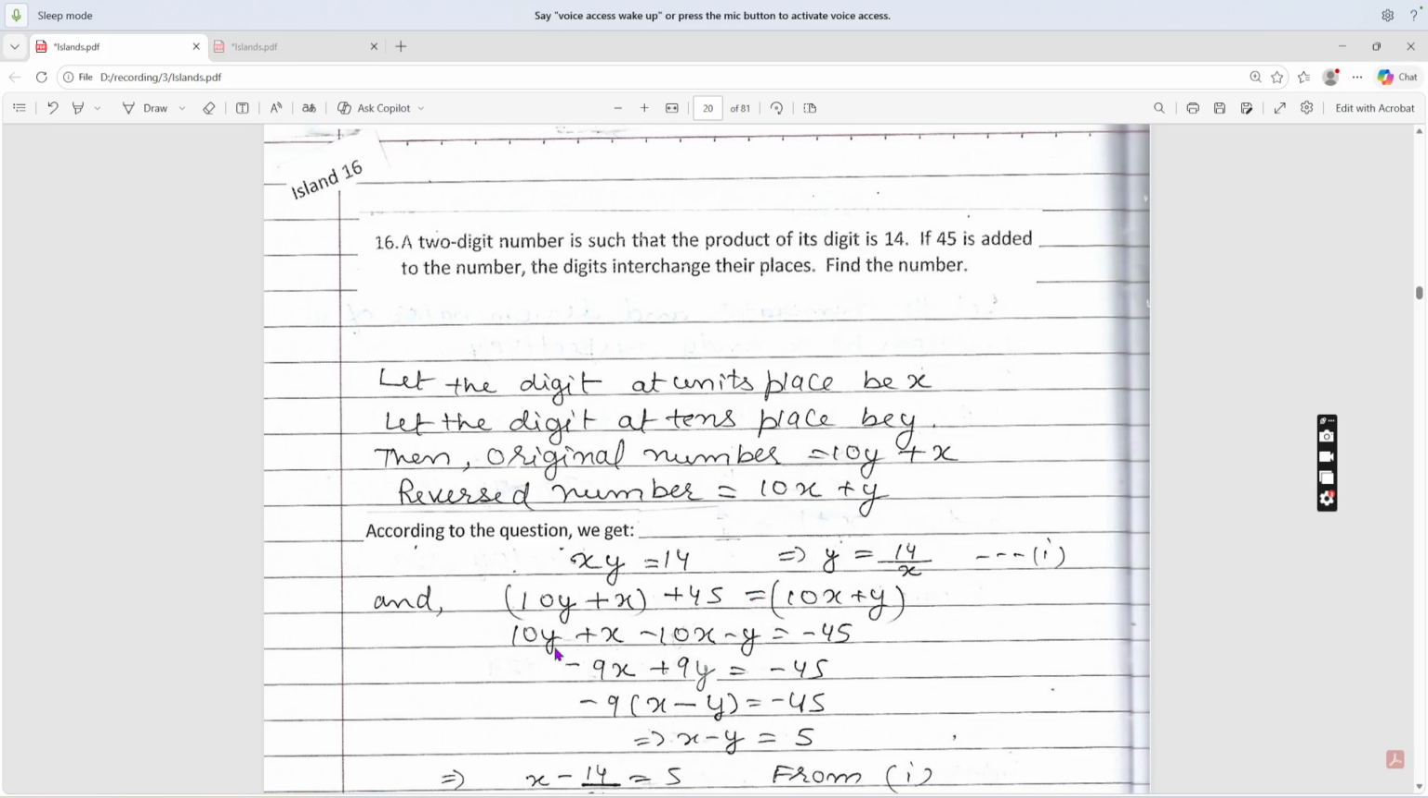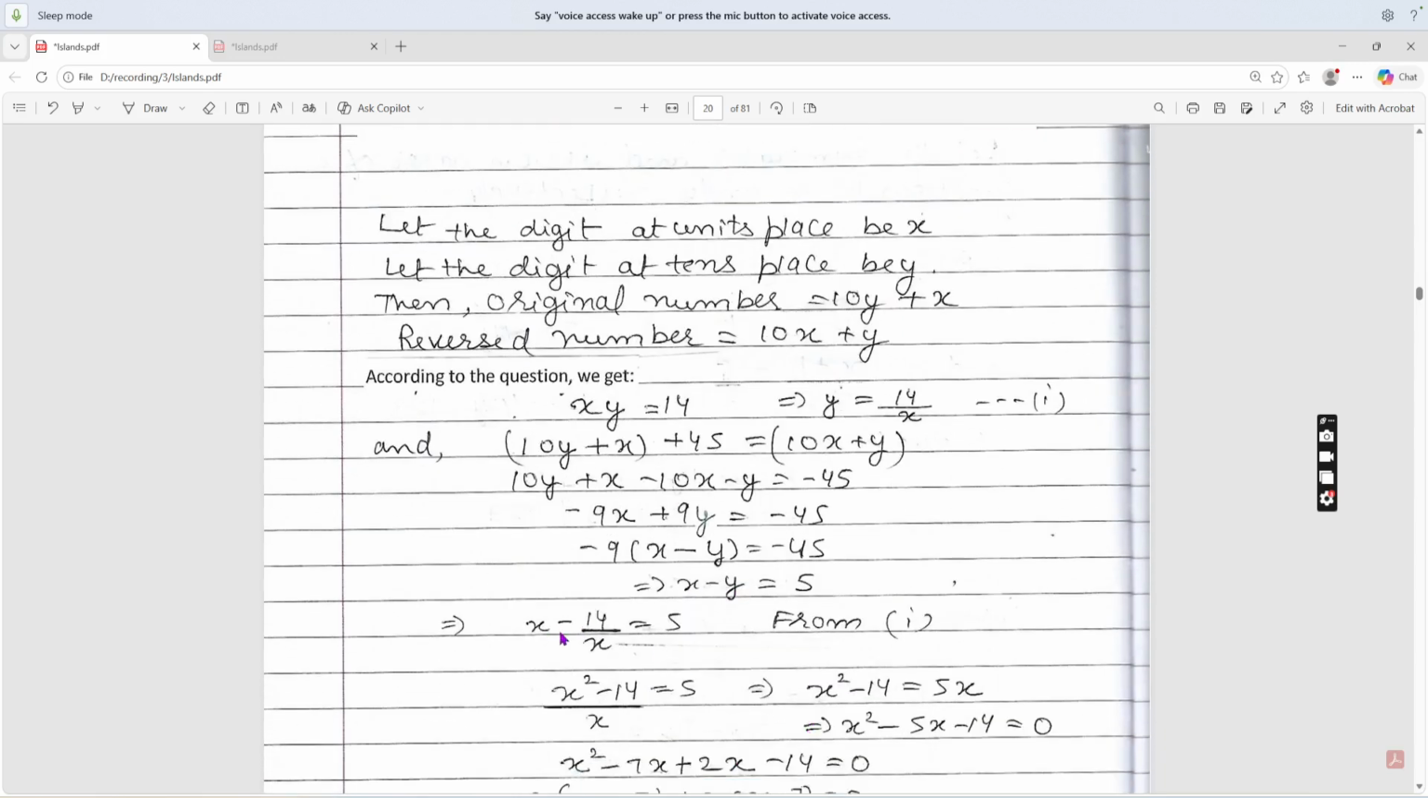Now just open the brackets. 10y plus x minus 10x, because it is shuffled from RHS to LHS, minus y, and this plus 45 is going to be shuffled from the LHS to RHS. Now 10y minus y will give us plus 9y. x minus 10x will give us minus 9x, equal to minus 45. Now we take minus 9 common, because minus 9 into 1 is minus 9, and minus 9 into minus 1 is plus 9. And here it is minus 45. So x minus y is equal to minus 45 upon minus 9, that is plus 5. Or we can say this entire equation is divided by minus 9 in order to get x minus y is equal to 5.